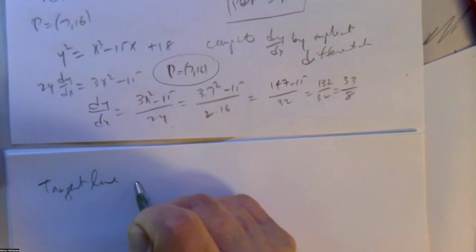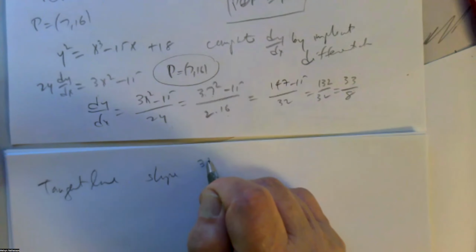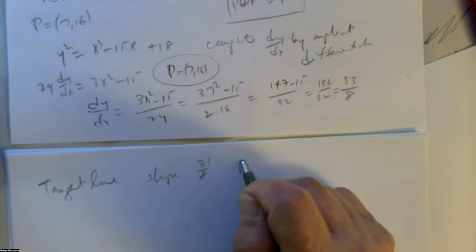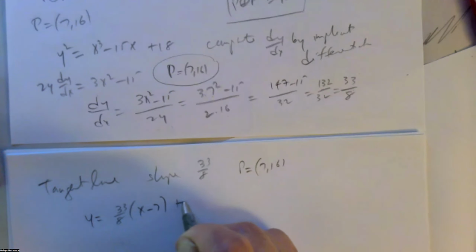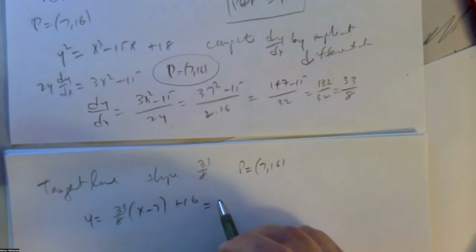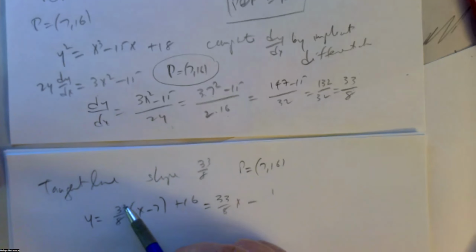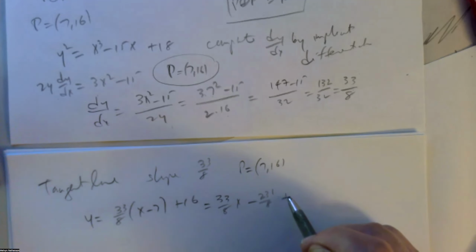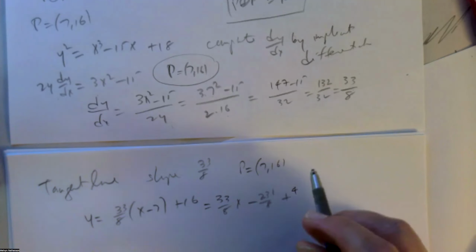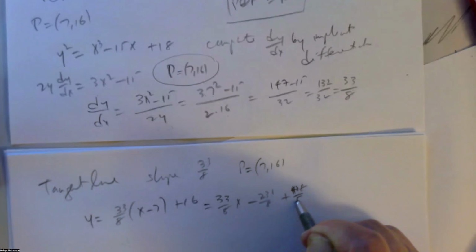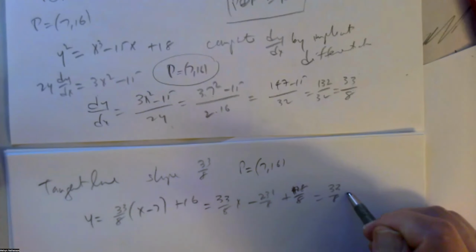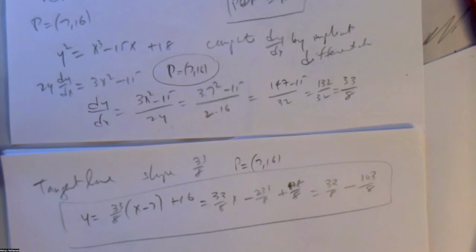So the tangent line has slope 33 over 8, and it passes through the point 7, 16. So the line will be 33 over 8 times x minus 7 plus 16. Let's see if I can figure out what that is without using a calculator. 33 over 8 x minus 7 times 3 is 21, 23 over 8 plus 16, which is 16 times 8, is 128 over 8. So this is 33 over 8 x minus 103 over 8. So that is the tangent line.